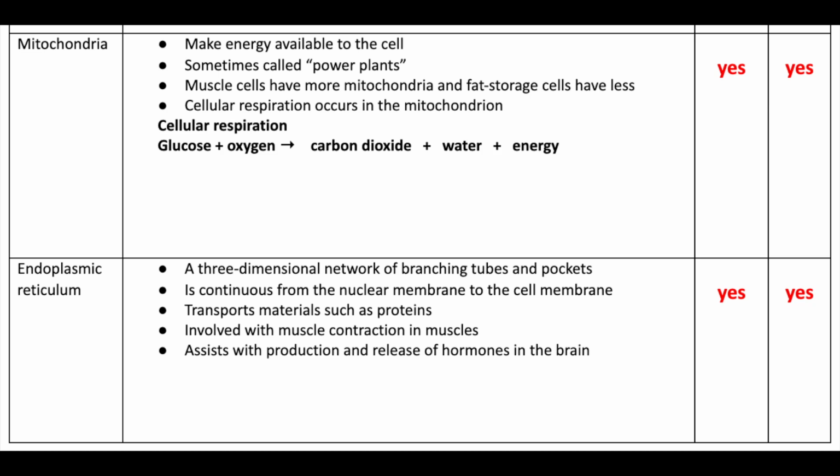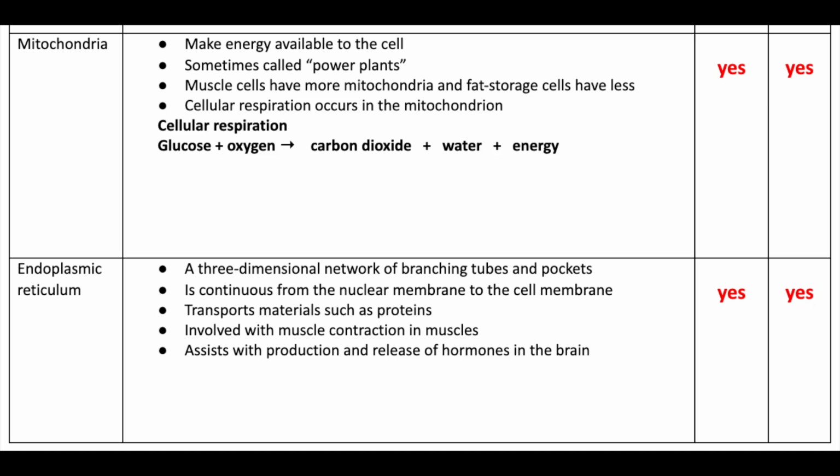The mitochondria makes energy available to the cell, sometimes called the power plants. Muscle cells, for example, would have more mitochondria, and fat storage cells would have less mitochondria. Cellular respiration occurs in mitochondria, and the formula for cellular respiration is glucose plus oxygen produces carbon dioxide, water, and energy.